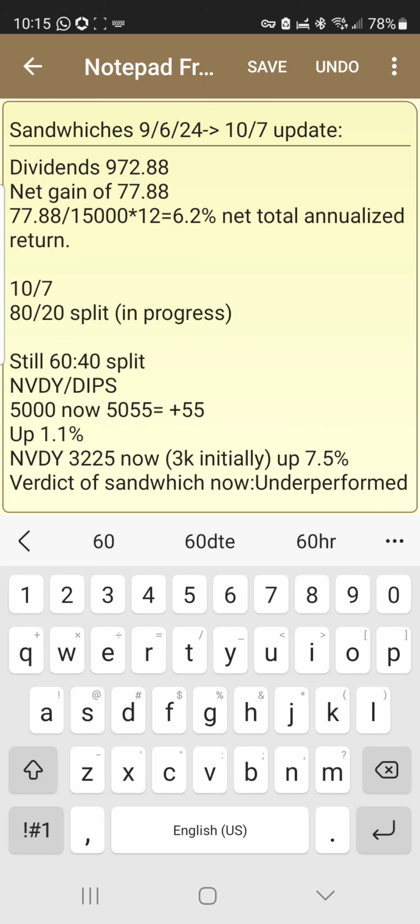Now I am going up in the sandwiches, so I'm doing 2 changes. Number one, my split is in progress right now, but at the end of the month, I'm going to have everything set up as an 80-20 split: 80% on the normal side and 20% on the inverse side. So how am I going to do that?